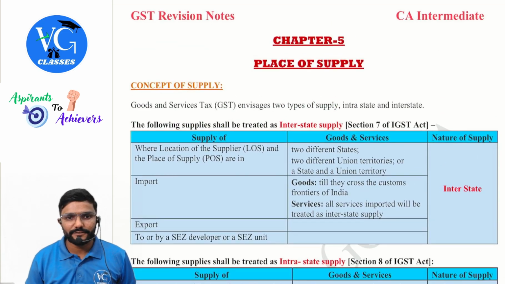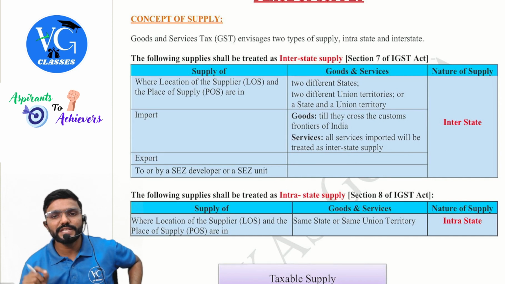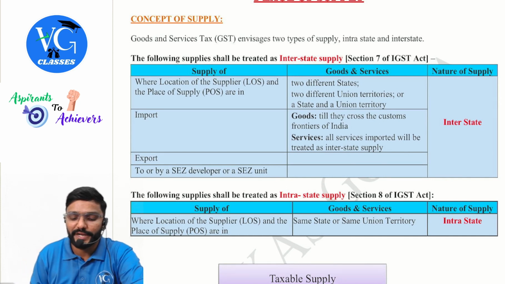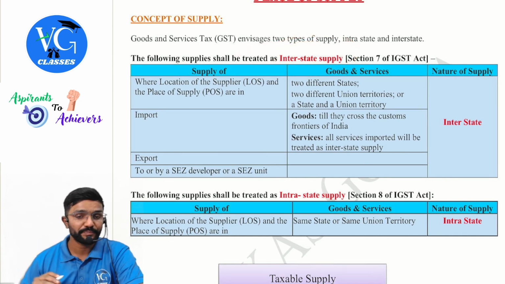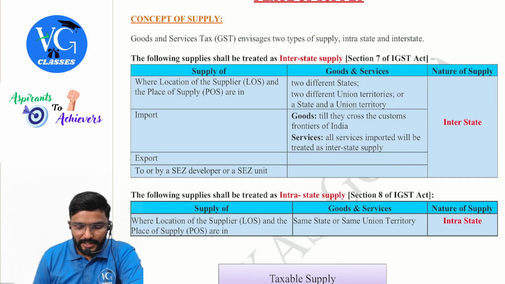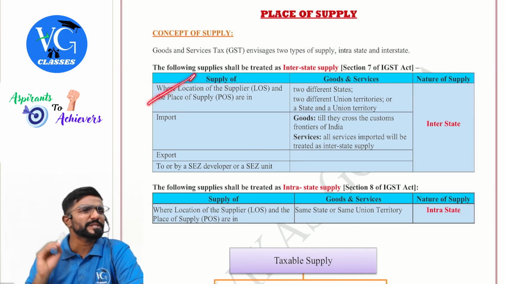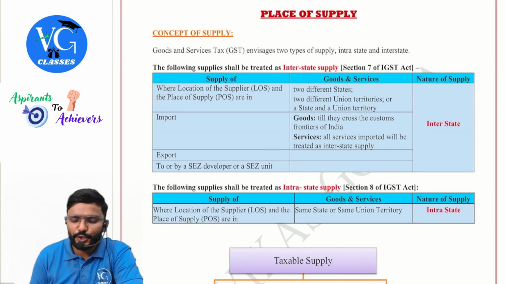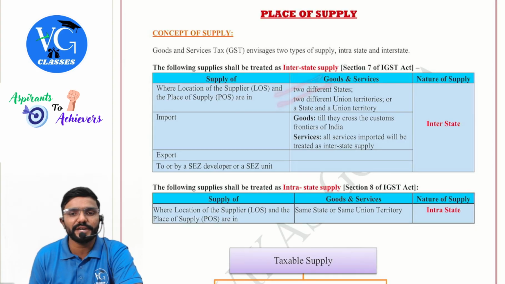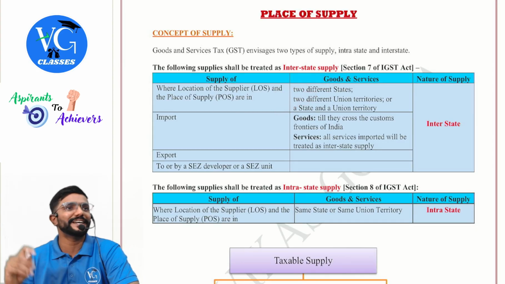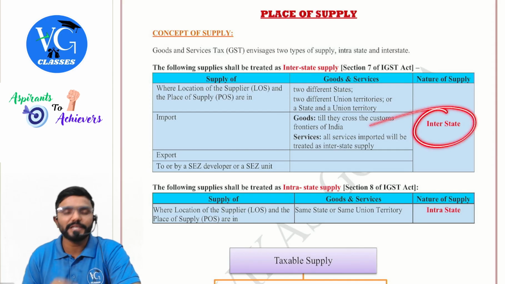Let us proceed further. Section 7 of the IGST Act talks about interstate supply, where the location of supplier and place of supply, in short I call them last pass, are in two different states, or two different union territories, or one state and one union territory. Then it is interstate supply.